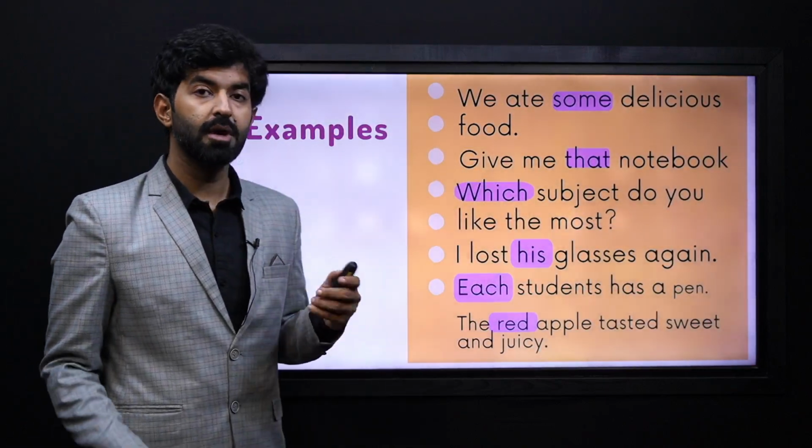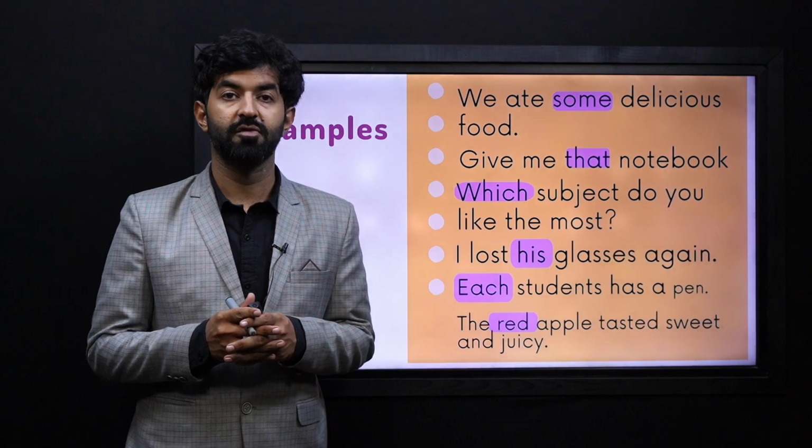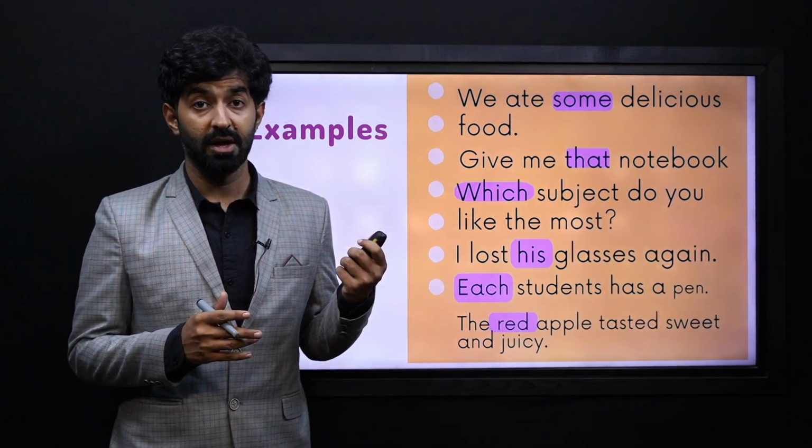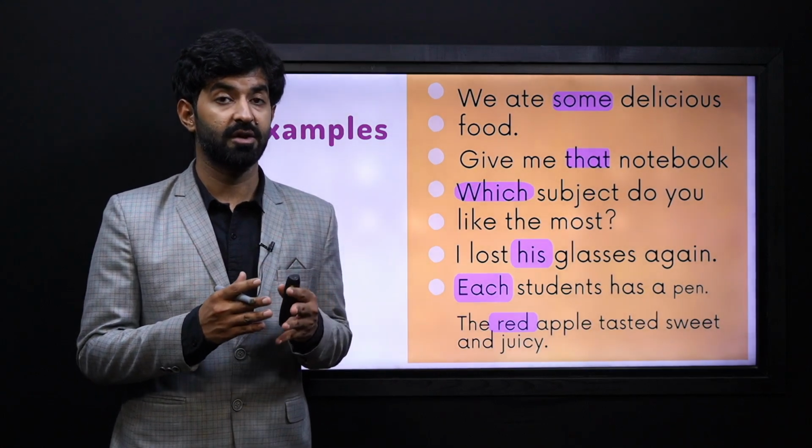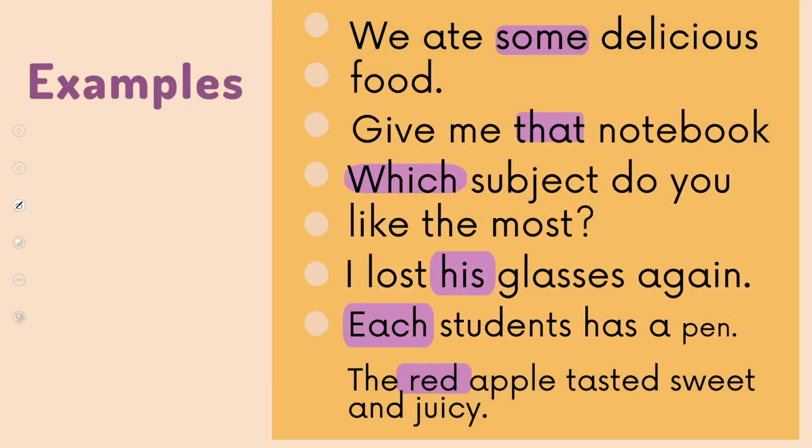Now, we have some mixed examples of all these different types of adjectives. Can you read them and tell which one is of which adjective type? Let's say, we ate some delicious food. Now, some is showing us quantity. This is an adjective that is adding to the noun food.